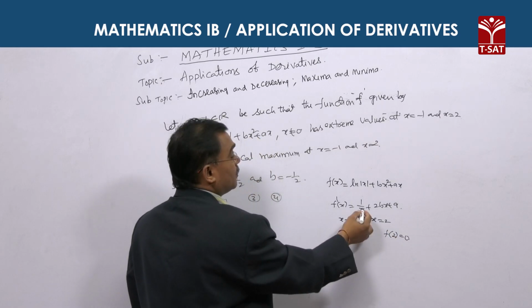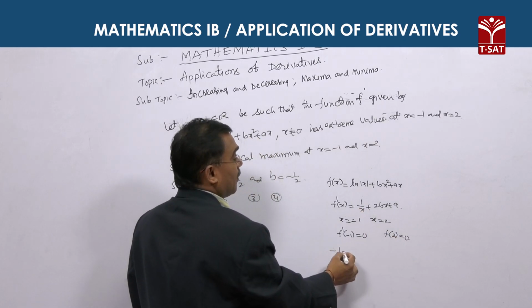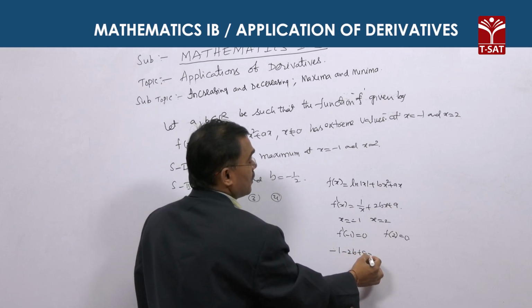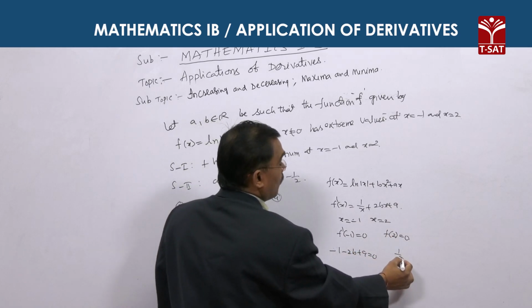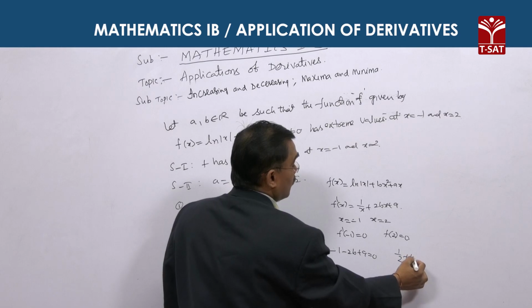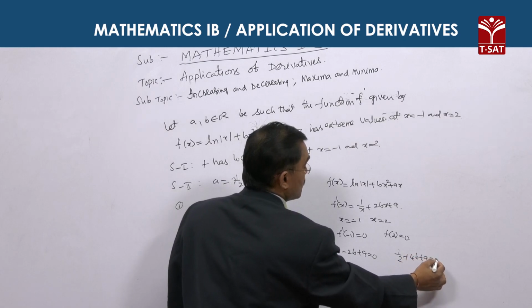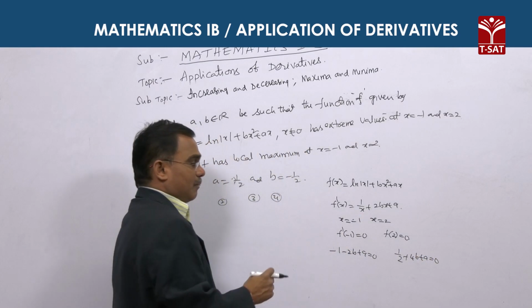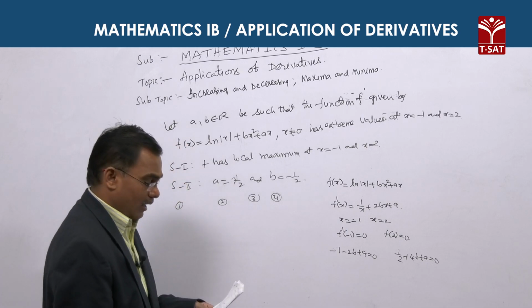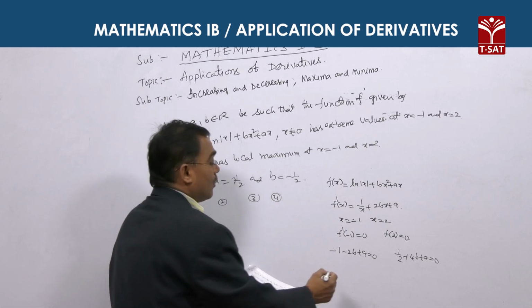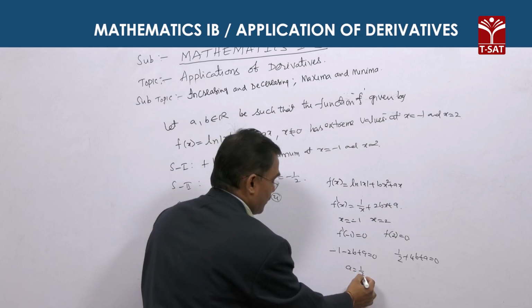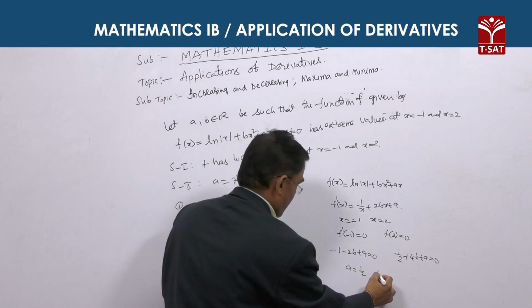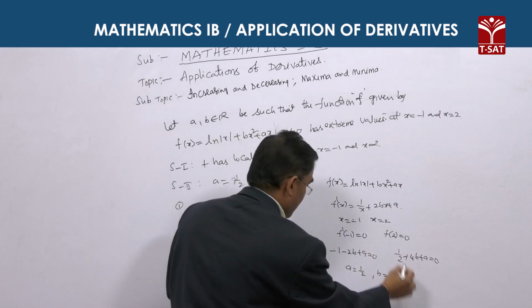f'(-1) = 0 means substituting -1 gives -1 - 2b + a = 0. Substituting 2 gives 1/2 + 4b + a = 0, because -1 and 2 are the extreme values. Solving these two equations, we get a = 1/2 and b = -1/4.